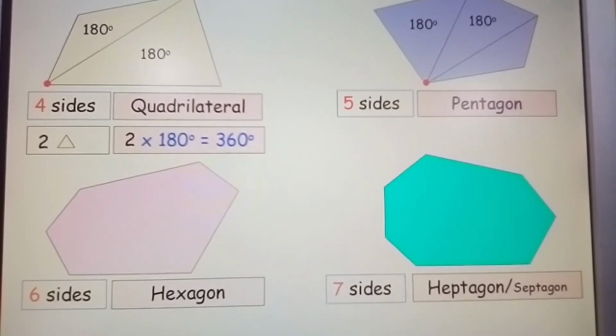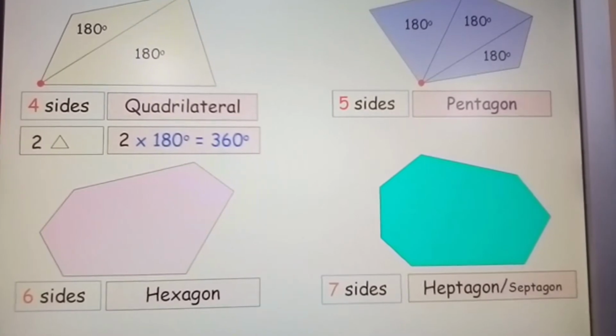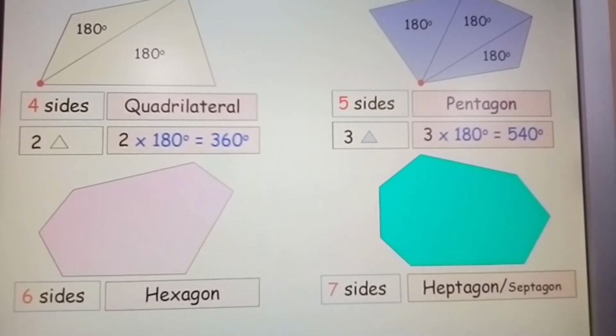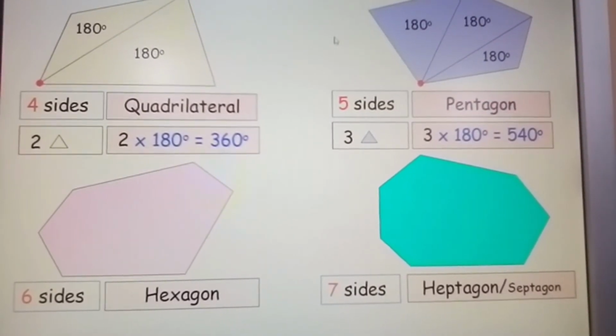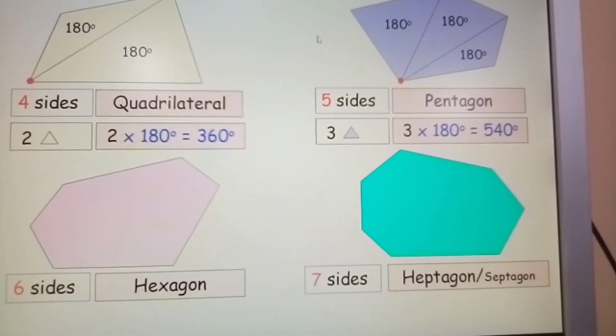3 triangles equals, now we can see here 3 times 180 is 540 degrees. So within that pentagon gives us 540 degrees. Now just pan back a bit so we can make sure we get it in.